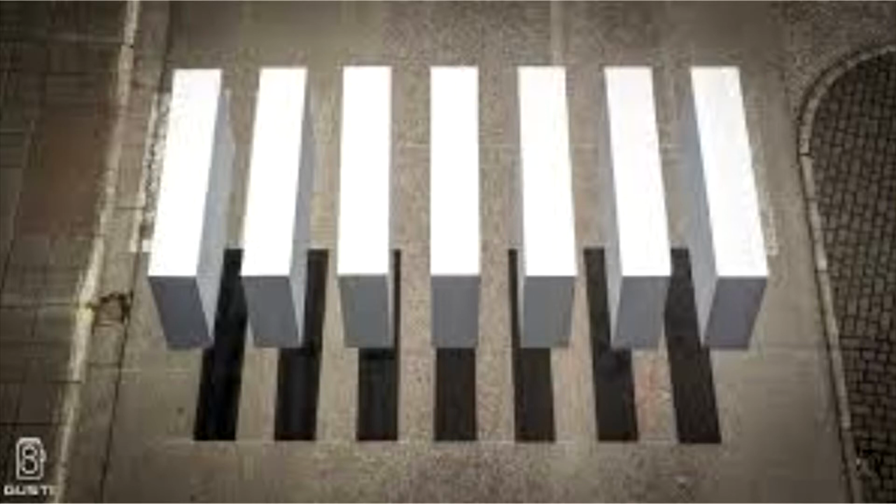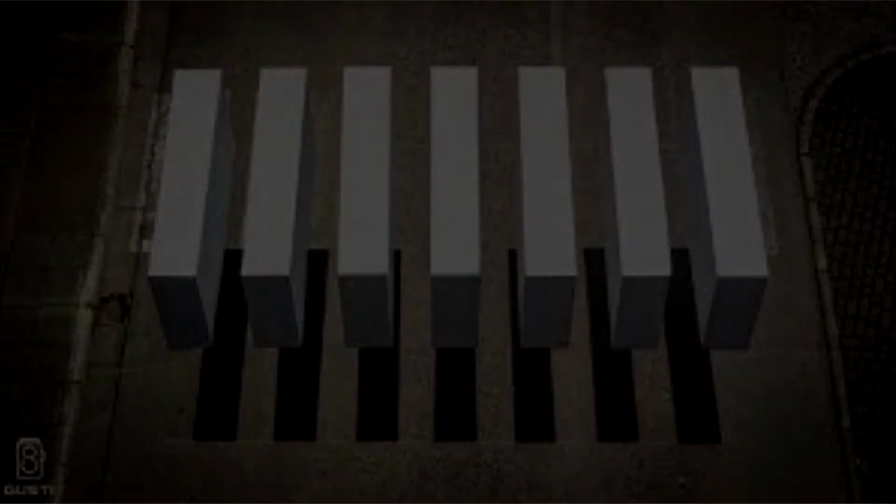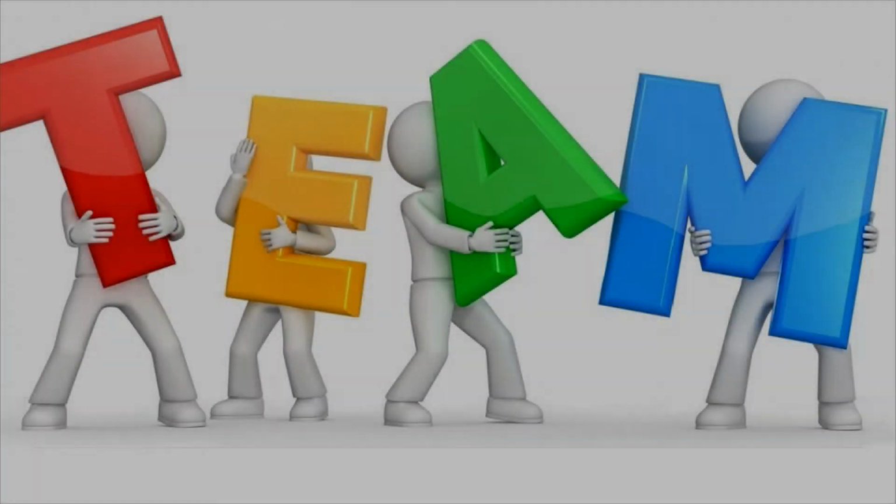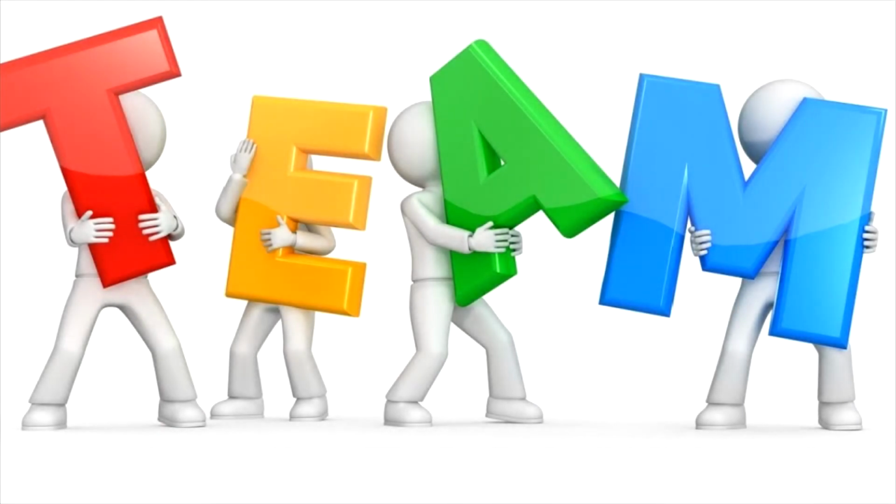I'm sure that picture alone had you wondering what was going on. It's really just a regular crosswalk, but shadows are drawn all around it to make it seem like there's just some blocks floating in the middle of the road, and you won't be able to tell it's just a painting without getting close enough.